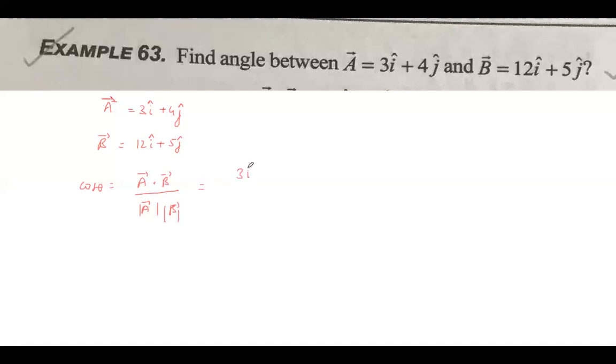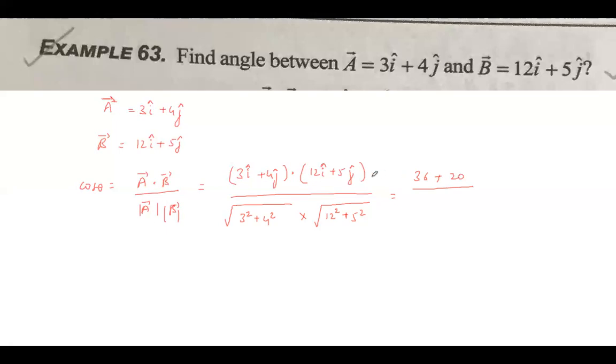So A dot B means 3i plus 4j dot 12i plus 5j, divided by the magnitude of vector A, root under 3 square plus 4 square, into root under 12 square plus 5 square. So i dot i: 3 into 12 is 36. i dot j will be 0, j dot i will also be 0, and then again j dot j is 1. So 4 into 5 is 20.